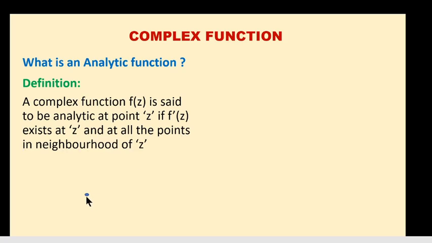Say we have a point z. Now we want to check whether this function f of z is analytic at this point z. So what do we need to check for that? First of all, we need to check that the derivative function f dash of z exists at this point z. Exist means it is unique and it is finite. That is, it does not take the value infinity. So that is the first thing we need to check.